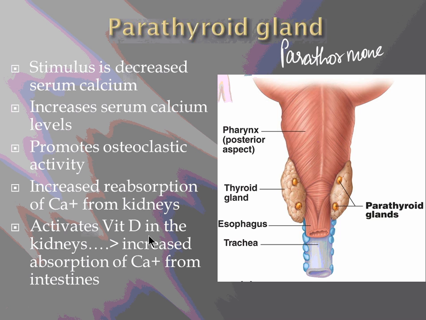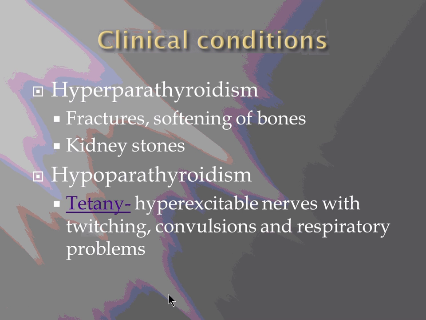Okay. So if you have too much parathyroid hormone, you'll end up with something like osteoporosis, isn't it? Because you'll keep removing bone. Clinical conditions. Hyperparathyroidism is a condition where too much of it is being formed. So obviously bones become very soft and brittle, so they tend to fracture a lot.